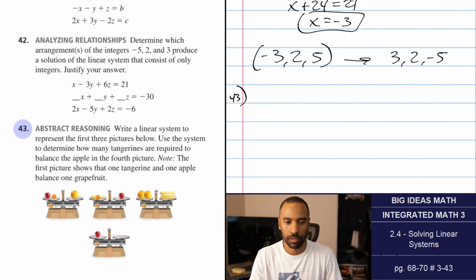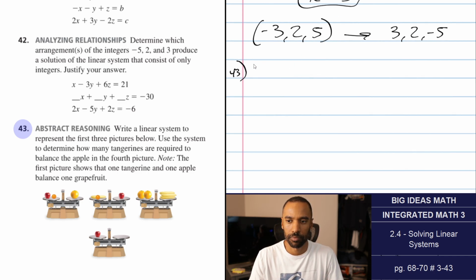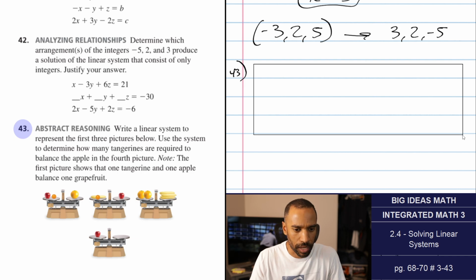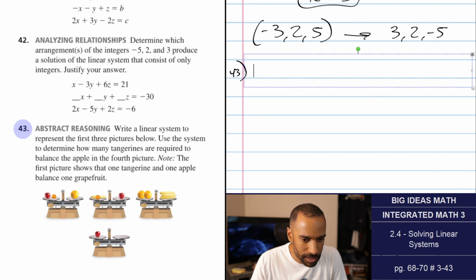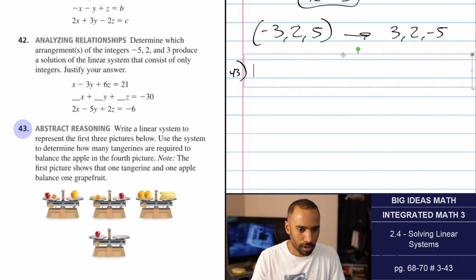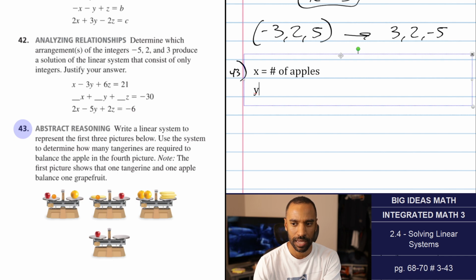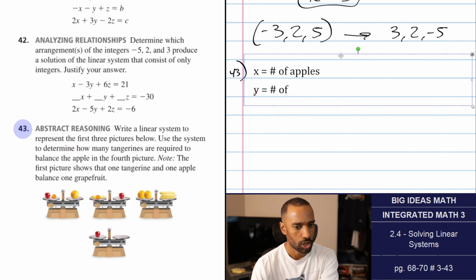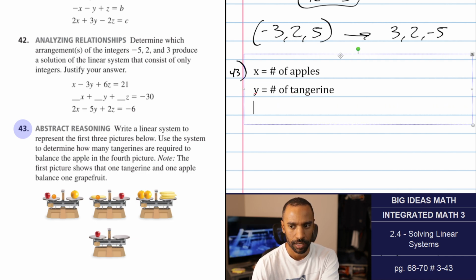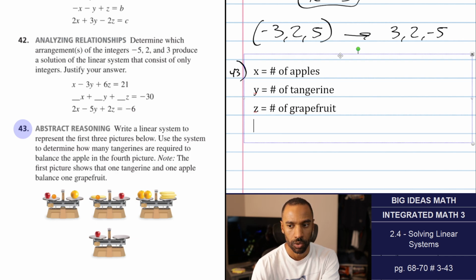Okay, so let x... Wait, what's that? Are those bananas? I guess they're all fruits. So let x equal number of apples, y equal number of... What'd they say? One tangerine and one apple balance one grapefruit. So one tangerine, z equal number of grapefruits. Oh, and they're bananas. Ooh.